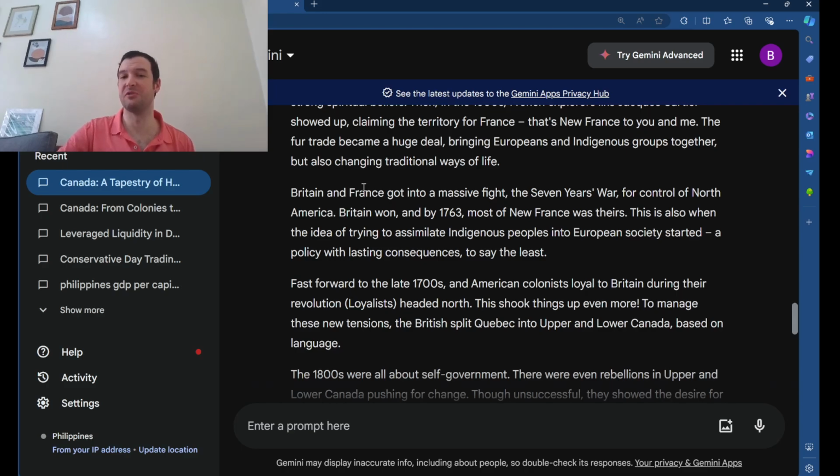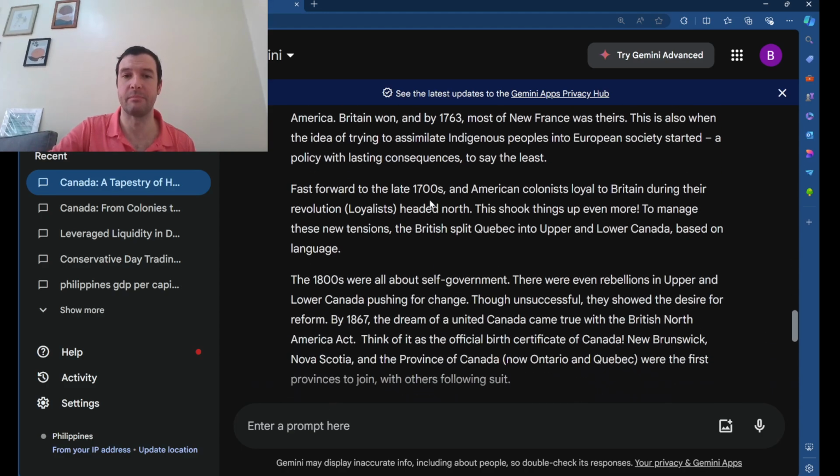Britain and France got into a massive fight, very casually speaking here. The Seven Years' War, that's what it was called, for control of North America. Britain won, and by 1763, most of New France was theirs. This is also when the idea of trying to assimilate Indigenous people into European society started, a policy with lasting consequences to say the least. So yeah, there's lots of trauma from these people, and people went missing. Yeah, it's a whole mess from that time.